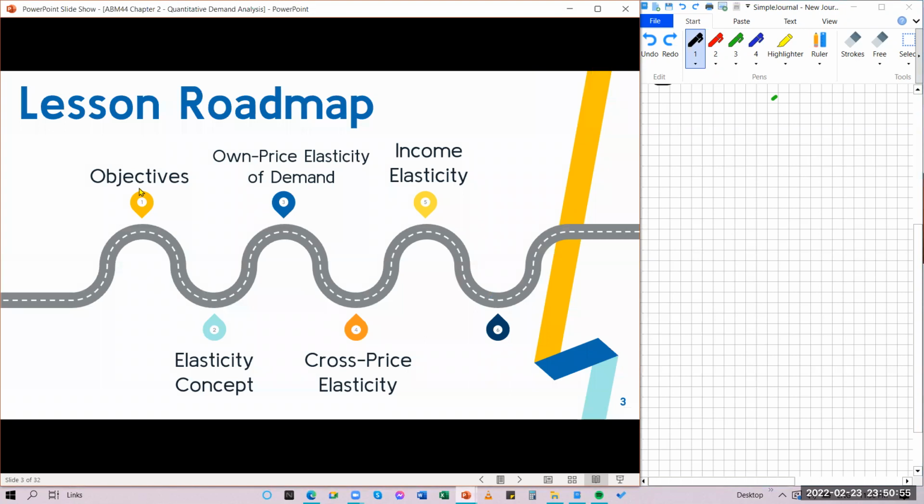So here is our lesson roadmap. We have objectives, the elasticity concept, own price elasticity of demand, cross price elasticity, and income elasticity. This is our lesson roadmap for this chapter. It is quite long, so please fasten your seatbelts. More on numbers, as the name quantitative demand analysis says. So I want you to take note, and have a piece of paper and a calculator if possible.